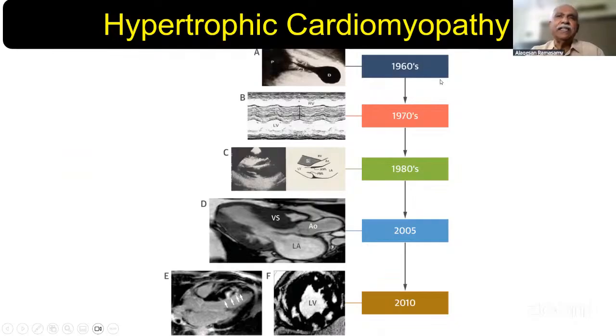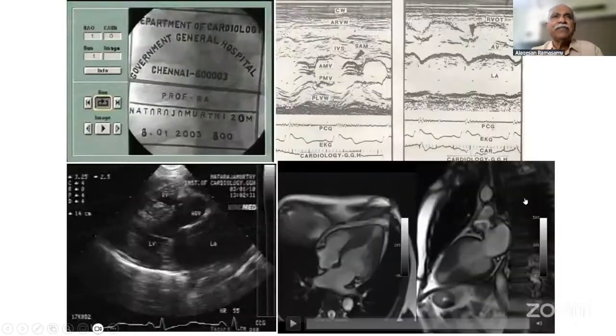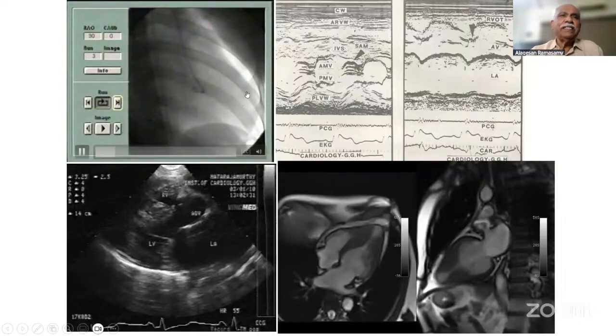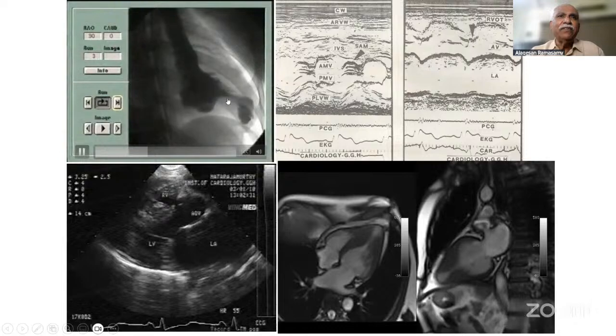So these are the years in which the investigations used for diagnosis and assessment of hypertrophic cardiomyopathy have been introduced. For example, this is one of our earlier cases. You can see a left ventricular angiogram which shows a very narrow mid-ventricular cavity with a left ventricular aneurysm. So this is how we diagnosed in the early days.